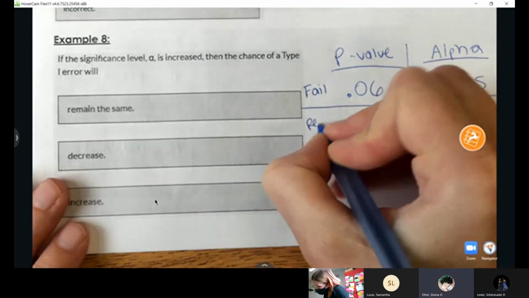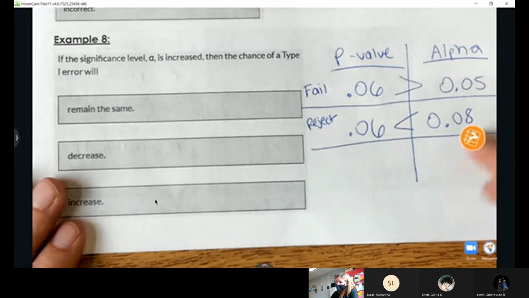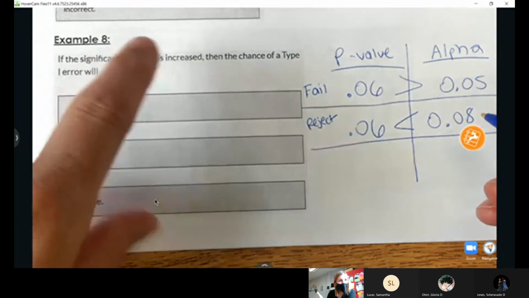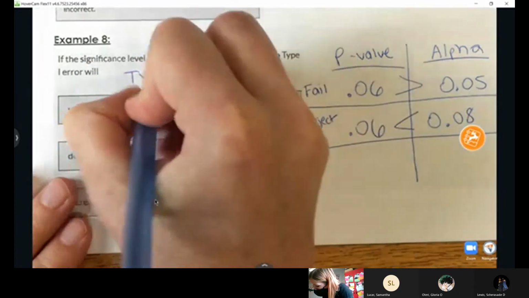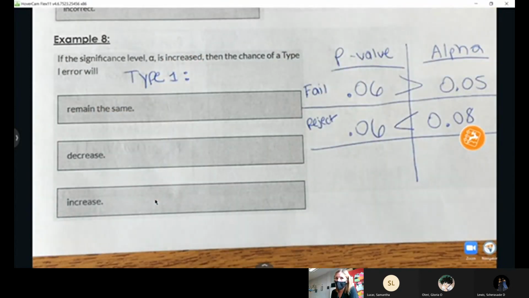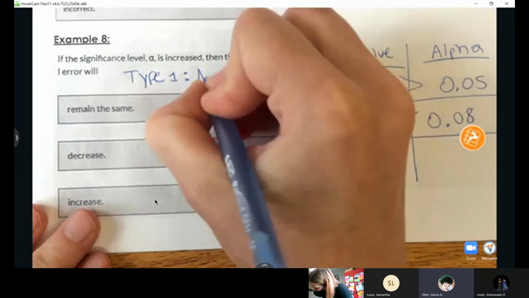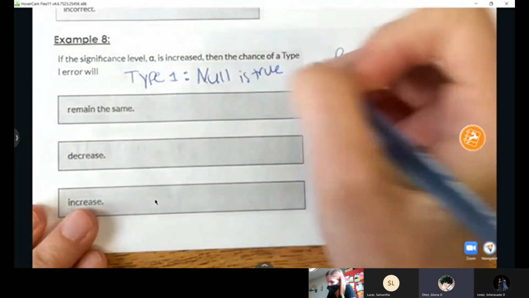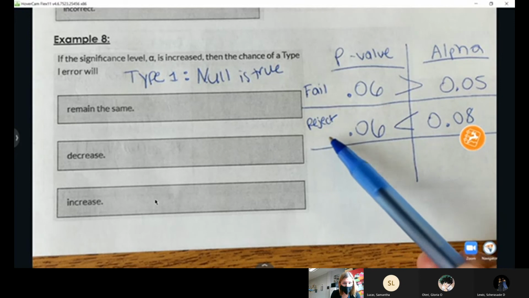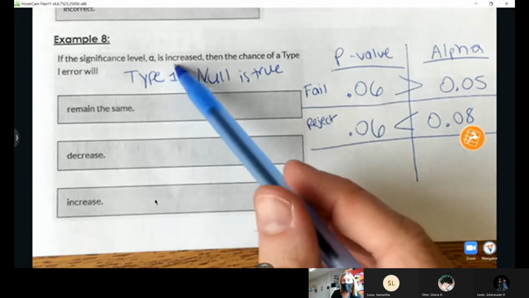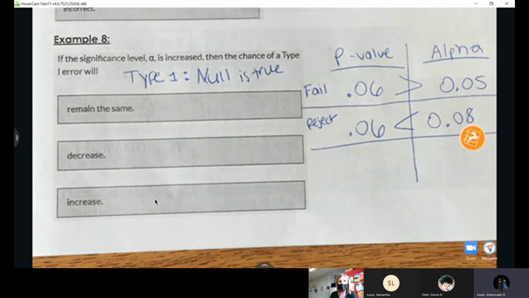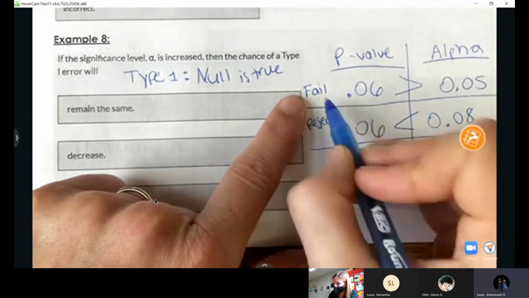Rejecting. Yes, I'm rejecting. Because now with my alpha level going up, my significance level is smaller. So looking at this, it says, what's the chance of a type 1 error? Well, what's true with a type 1 error? Is the null true or the alternative true? The null. The null is true. So I should stick with the null. But as my alpha level goes up, I'm more likely to reject it, right? So is my chance for a type 1 error remaining the same, decreasing or increasing? Decreasing. Well, let's see.